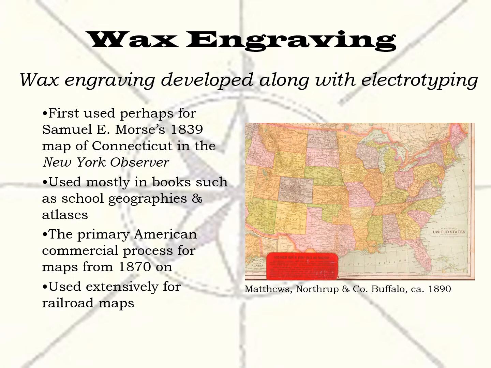From the 1870s on, it became the primary American commercial map process. It was used by most American commercial map makers, such as the Chicago firms of Rand McNally, George F. Cram, C.S. Hammond, and the Buffalo, New York firms of Jewett and Chandler and Matthews, Northrop and Company. It was particularly extensively used for railroad maps.